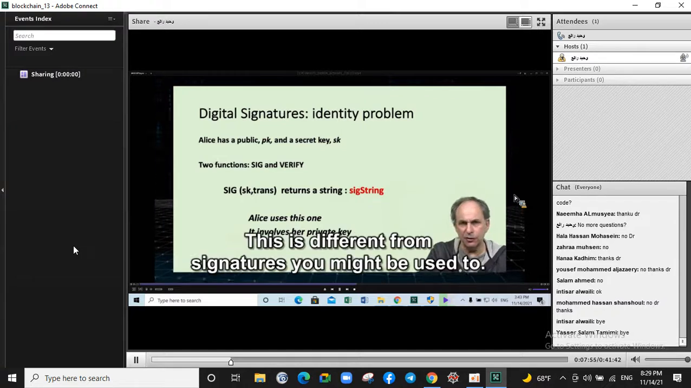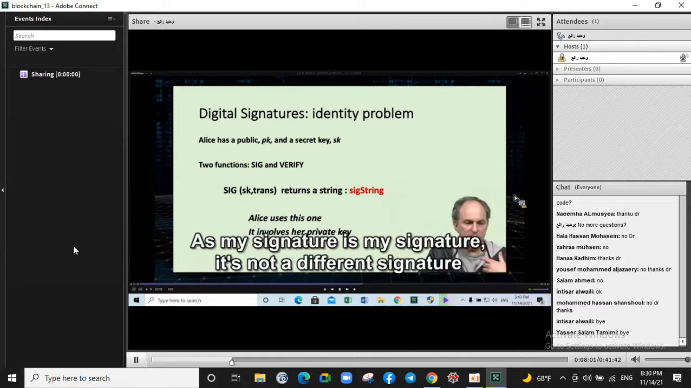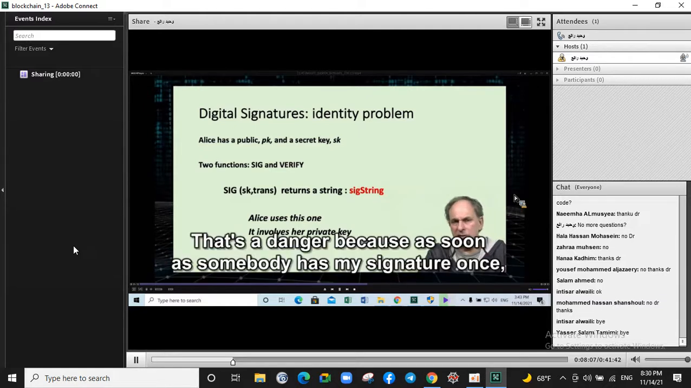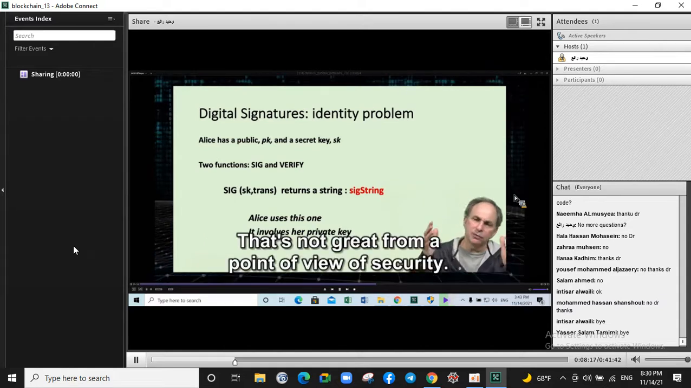Now, this is different from a signature as you might be used to, right? My signature is my signature. It's not a different signature for every contract I sign. It's the same signature. And that's a danger, right? Because as soon as somebody has my signature once, they can copy it and use it to sign all sorts of things as me. And that's not great, right? From a point of view of security.